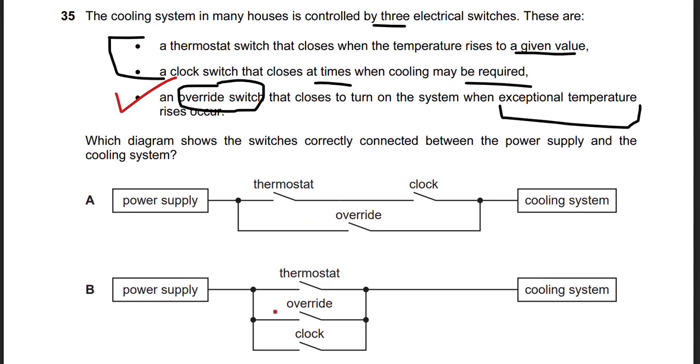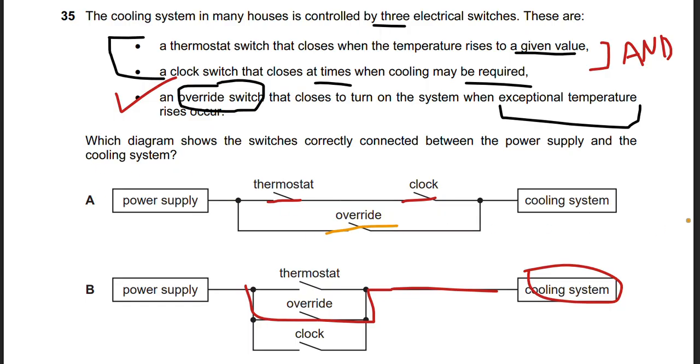So the override here is essentially, it could work definitely without the permission of these, so that is a good thing. But we know that this thermostat switch closes when the temperature rises to a given value, and the clock switch closes at times when cooling may be required. Now these two are related by the and condition, so if both of them are true, then the cooling system will be on. So essentially we are saying that only happens here when both of them are true, the cooling system turns on, or another pathway is override.